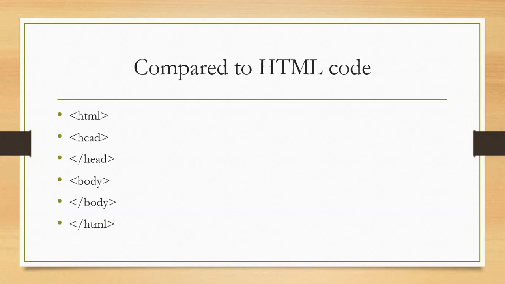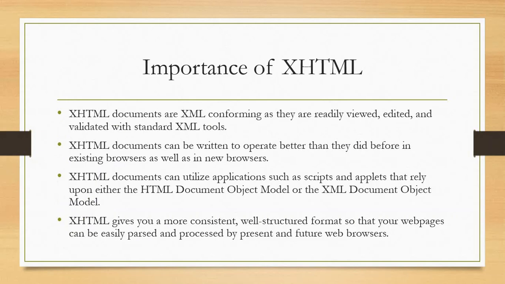Again, compared to HTML code, you just need your html, your head, your body, and the close for all of those tags, and all of your information most likely will be within the body section. Again, within our header section is primarily metadata that may not necessarily be of interest to you, but is of interest to the computer. So why is XHTML important?